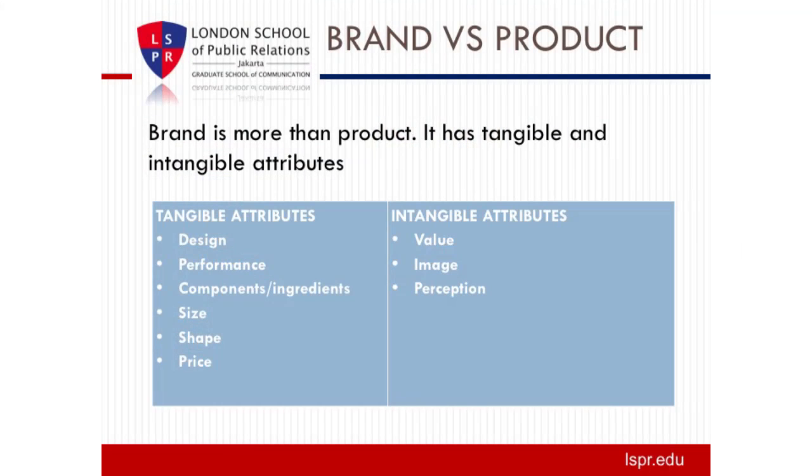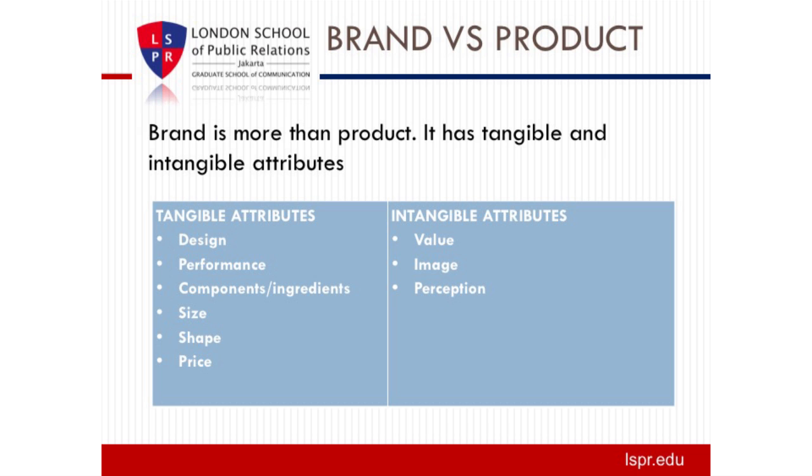Again, when you look at the product, there are tangible and intangible attributes. Tangible attributes are something you can see and experience, like design, performance, size, shape, and price. Intangible attributes are those you cannot see. For instance, value. Why would I spend a lot of money on a car? Because there's value for me: image and comfort.